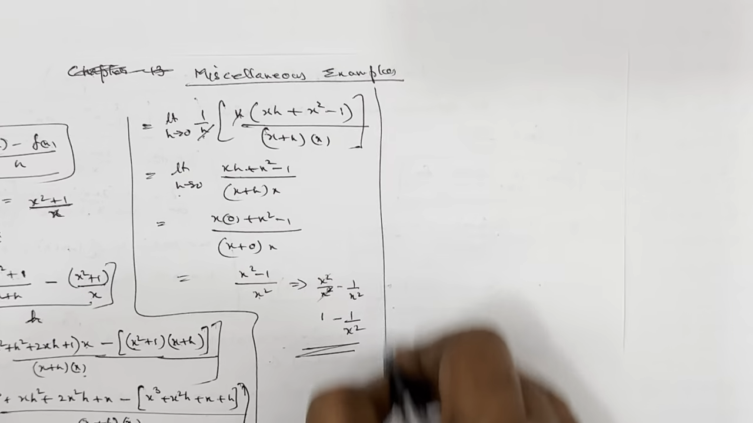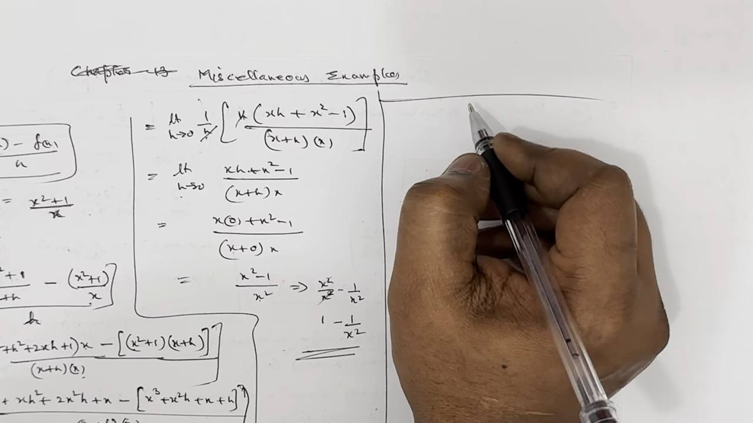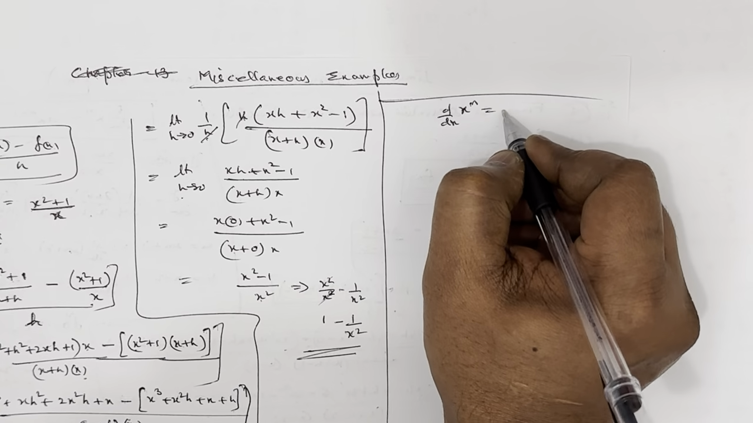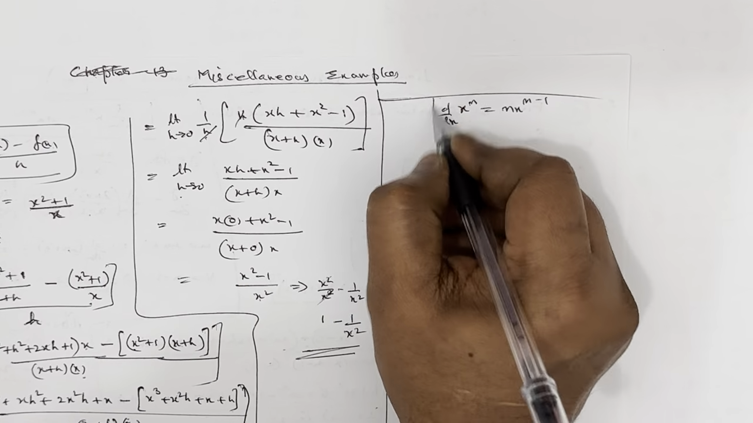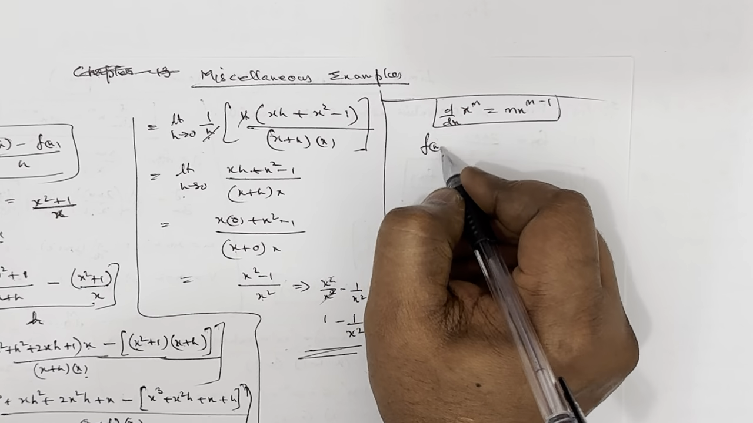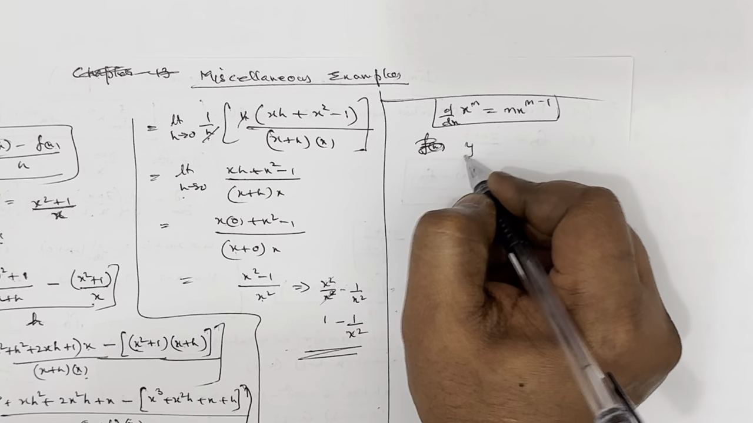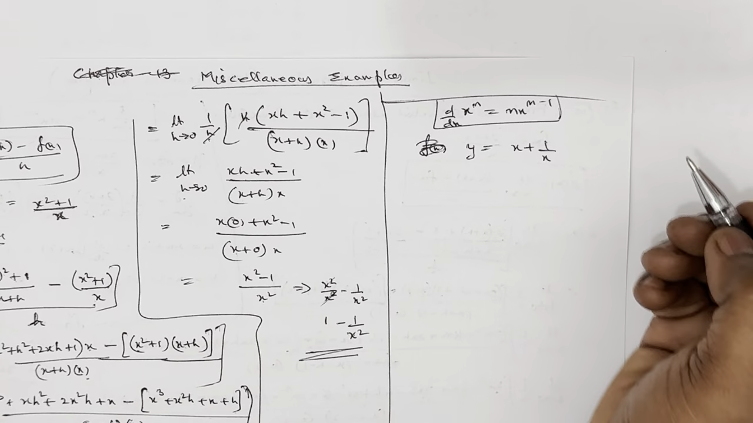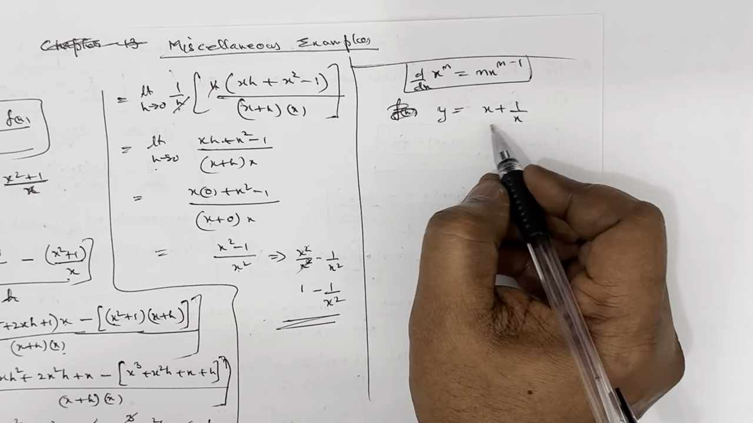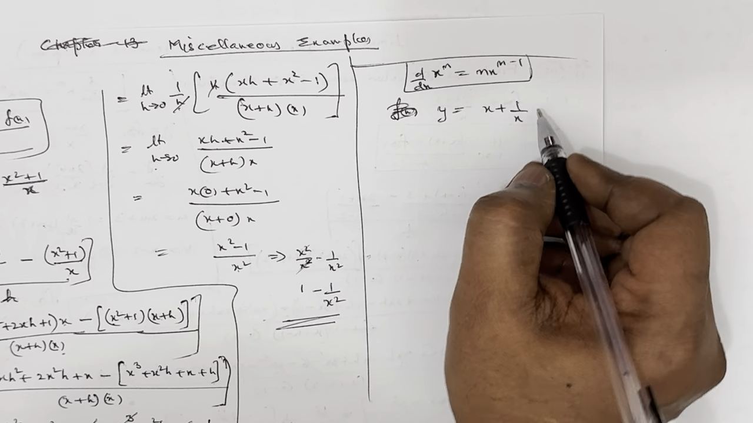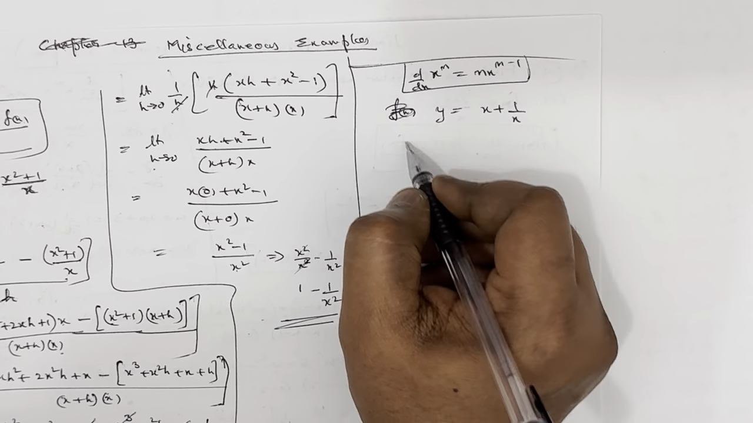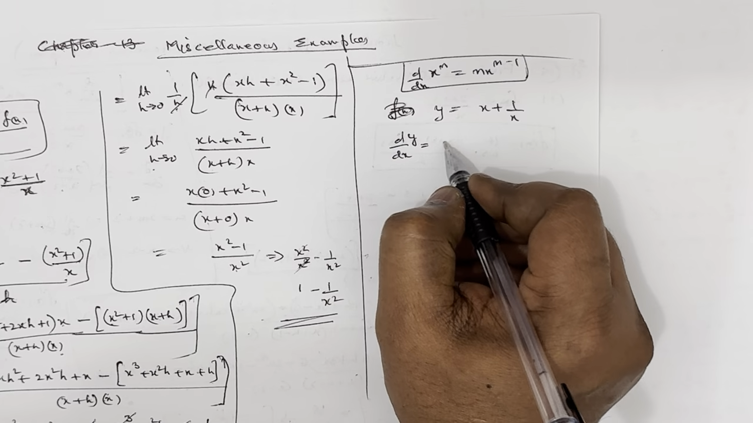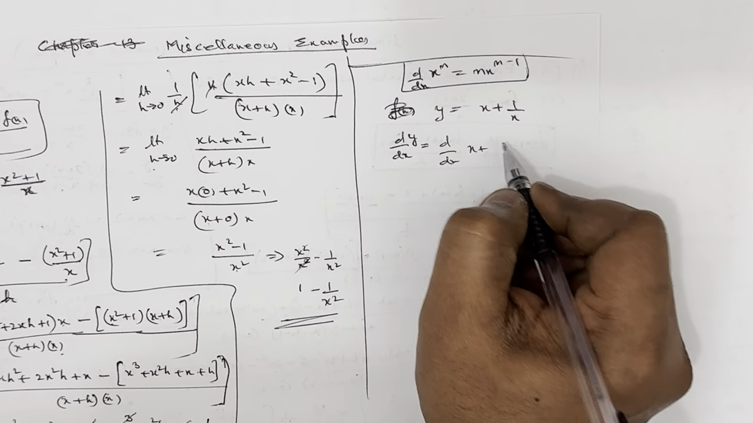So now let's do this using the power rule method also, that is d by dx of x raised to n is equal to n into x raised to n minus 1 formula. So the function f of x is equal to, let's take it y is equal to x plus 1 upon x. So dy by dx is equal to d by dx of x plus 1 by x.